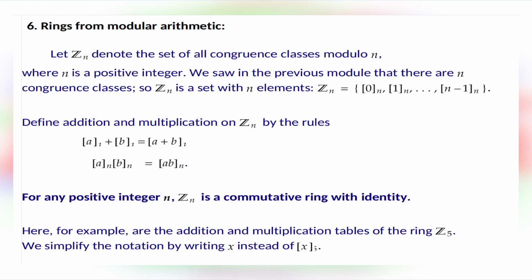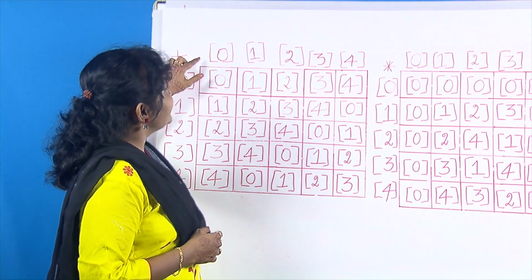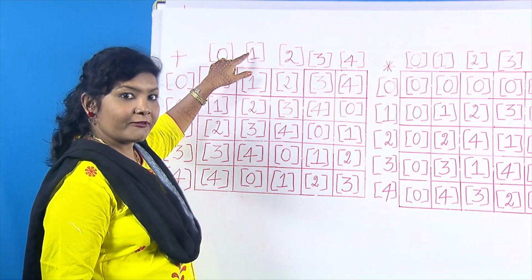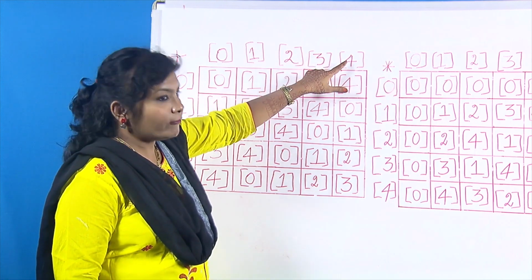For any positive integer n, Zn is a commutative ring with identity. Here for example are the addition and multiplication tables of the ring Z5. See the tables here. The elements of Z5 are the equivalence class of 0, equivalence class of 1, equivalence class of 2, equivalence class of 3, equivalence class of 4.